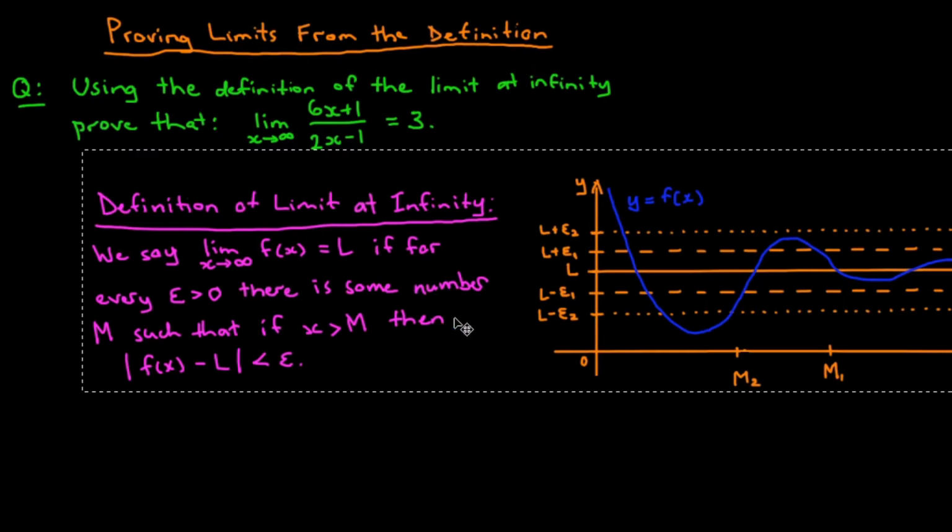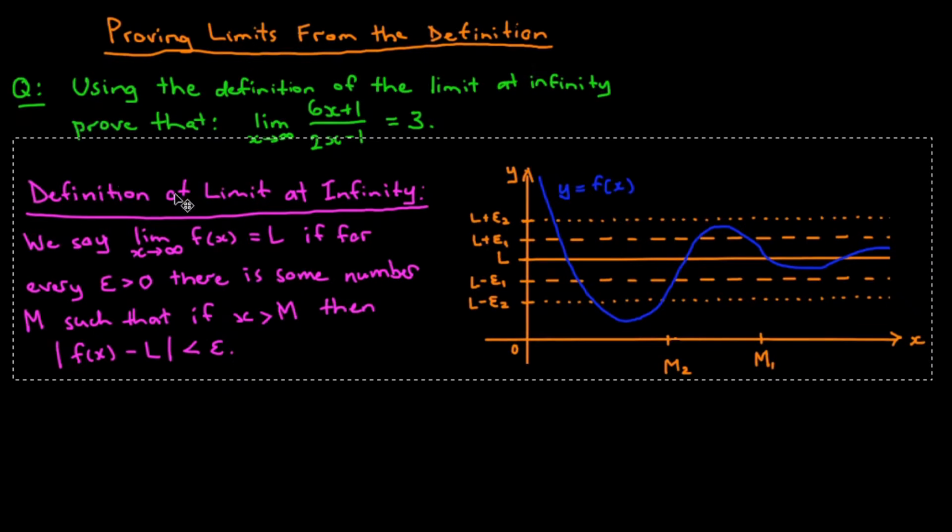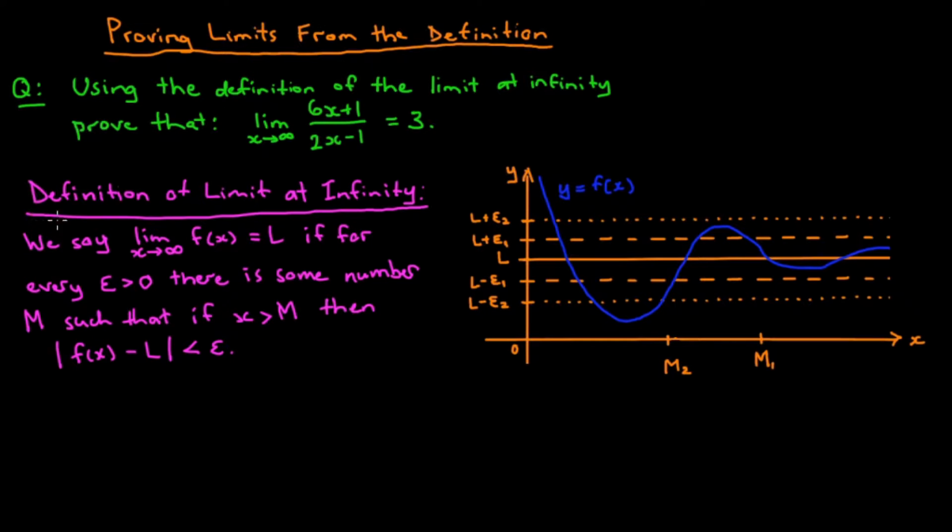We have that right here. We say that the limit as x approaches infinity of some function f of x equals a number L if for every epsilon greater than 0 there is some number m such that for any x bigger than m, the distance between its function value and this number L is less than epsilon.